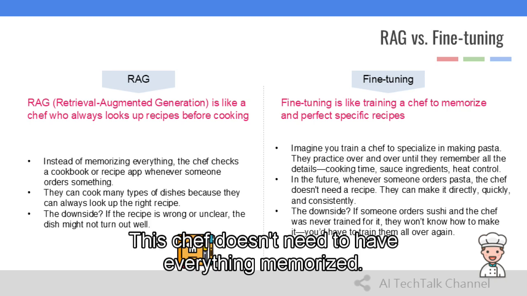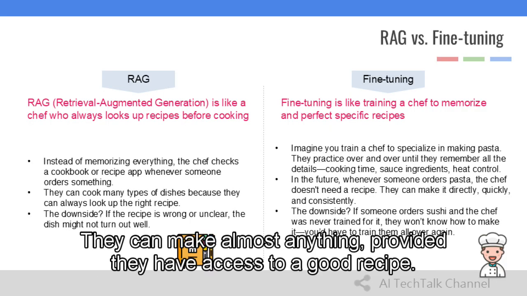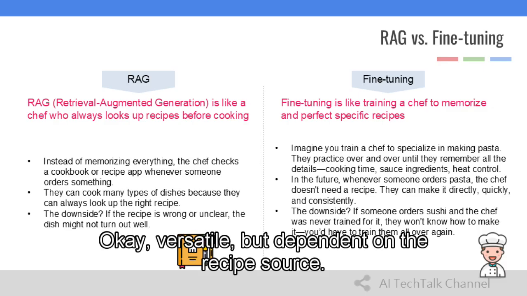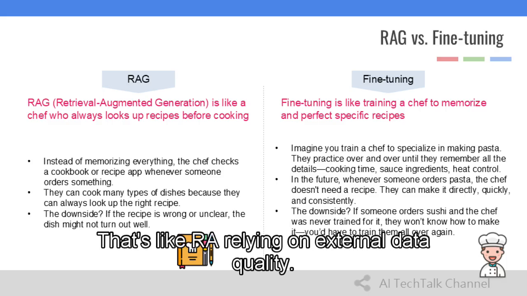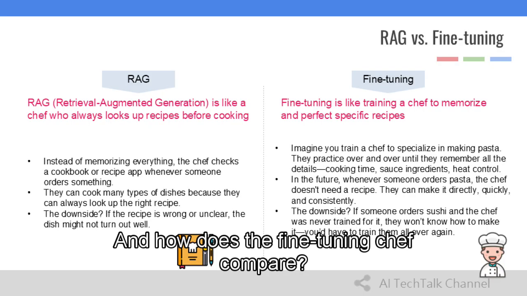This chef doesn't need to have everything memorized. Someone orders beef Wellington, they pull out the cookbook or check an app. They can make almost anything, provided they have access to a good recipe. Okay, versatile, but dependent on the recipe source. Exactly. If the recipe is flawed, the dish might be too. That's like RAG relying on external data quality. Makes perfect sense. And how does the fine-tuning chef compare?